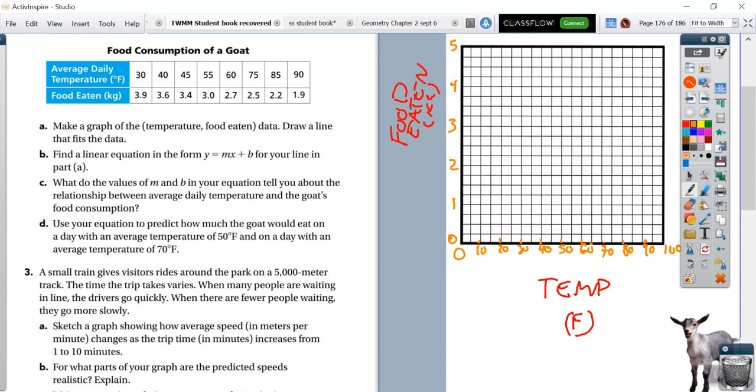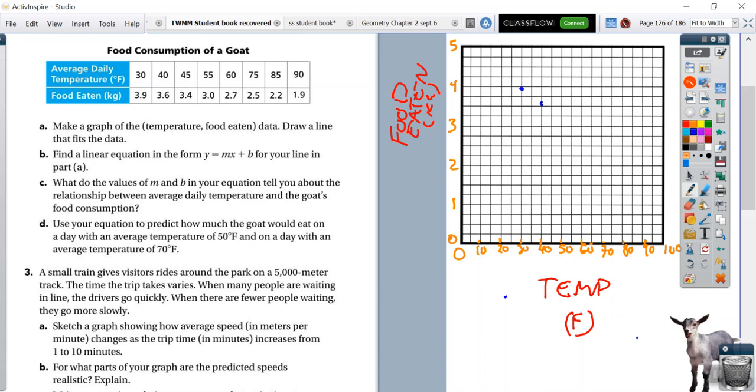All right, so here we go, 30 degrees and just about 4 kilograms. So that's going to be right about here. And that is 30 degrees, all right. So then 40 degrees and 3.6 kilograms. That's just a little more than 3.5 kilograms. So there's 3, 3.25, 3.5. My pen calibration's off just a little bit, so it's causing some issues here.